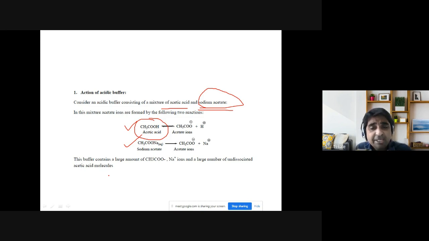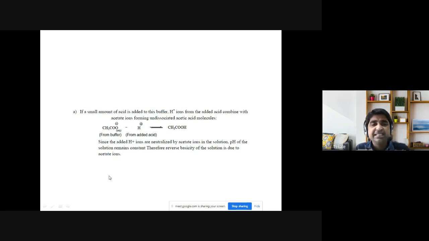So let us see what happens if we add some acid that consists of H plus ions, or if we add some base that consists of OH minus ions to this buffer solution. First, let us have the situation where a small amount of acid is added to this buffer solution. What will be the fate of the solution? Ultimately I am adding H plus ions into that solution.